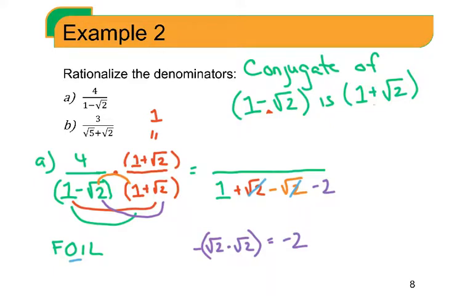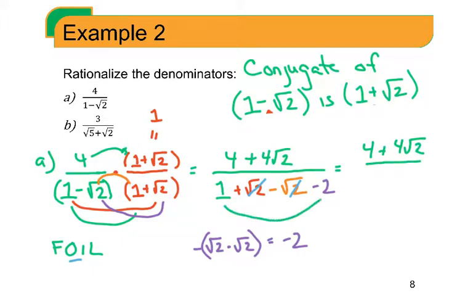And of course, we still have to deal with this numerator. We just multiply 4 times 1 and 4 times root 2. So what are we left with at the end of the day? 4 plus 4 times the square root of 2 over 1 minus 2, which is negative 1, which we would probably write as negative 4 minus 4 times the square root of 2.